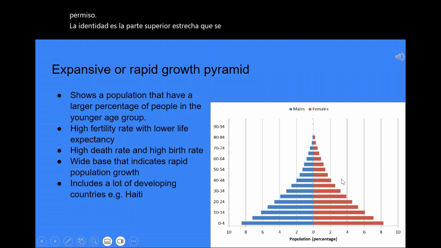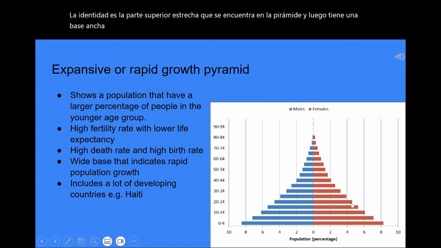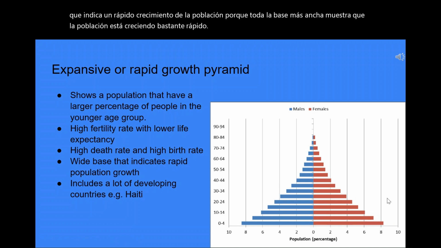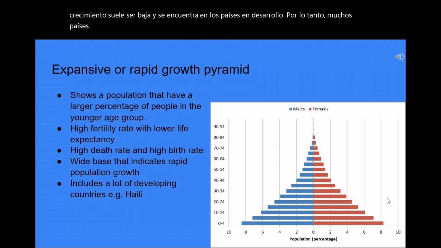And then you have a wide base that indicates rapid population growth. Because of how wide the base is, it shows that the population is growing rather quickly. Now, the expansive or rapid growth population pyramid is usually found in developing countries. A lot of developing countries have this type of pyramid because of the high death rate as well as the high birth rate. A good example is Haiti.